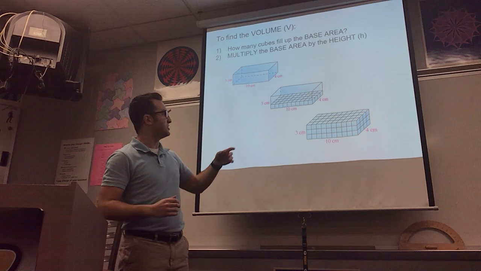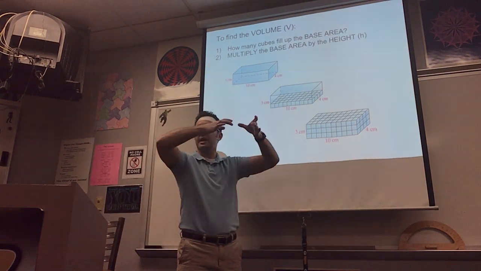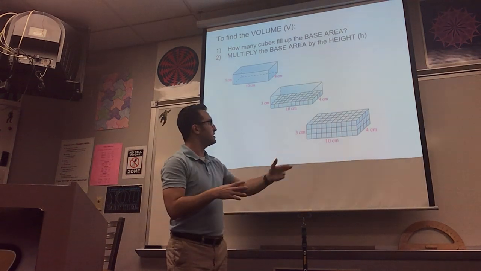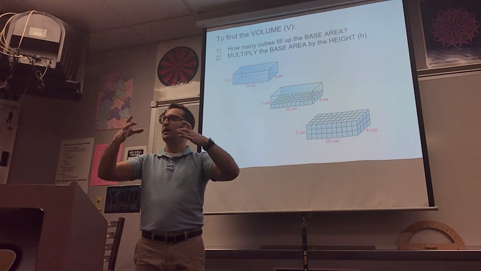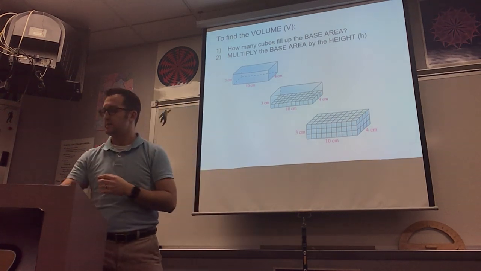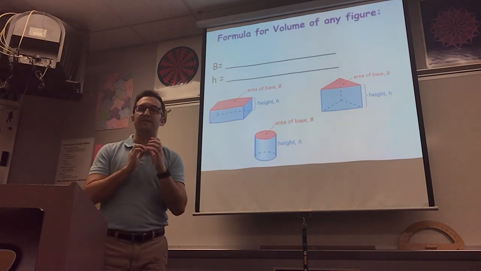So what is the volume of this thing? If there's 40 boxes on the base and then there's 3 layers, 120 cubic centimeters. Why? Because there's 40 on the base and then 3 layers of that base. Base times height. So, to find the volume, the formula of the volume of any figure.